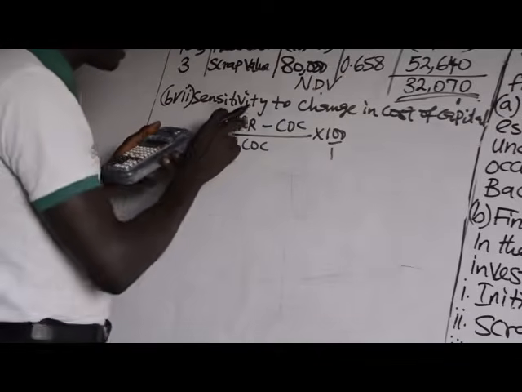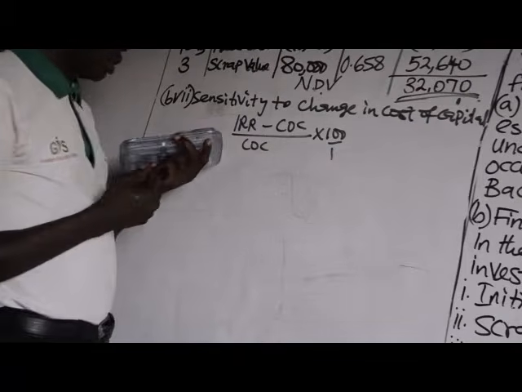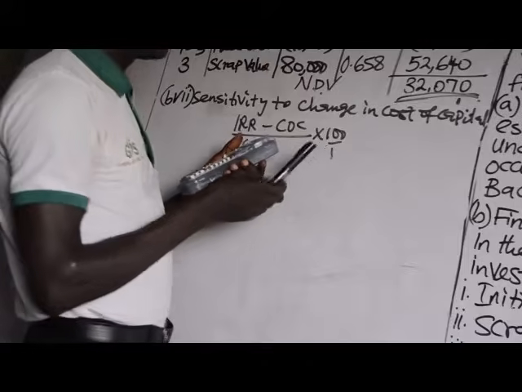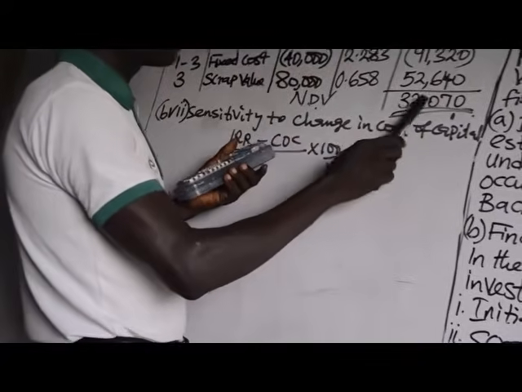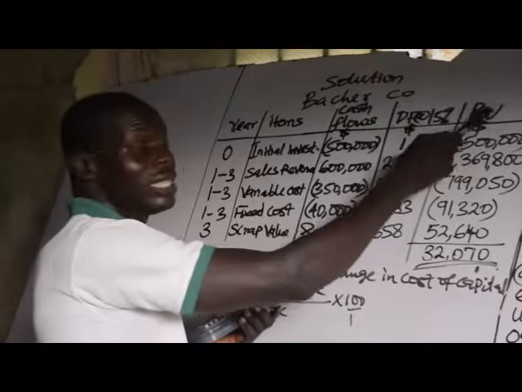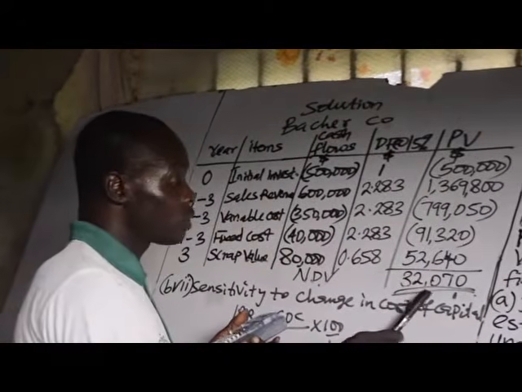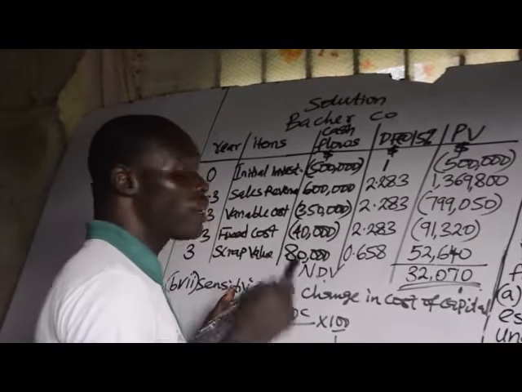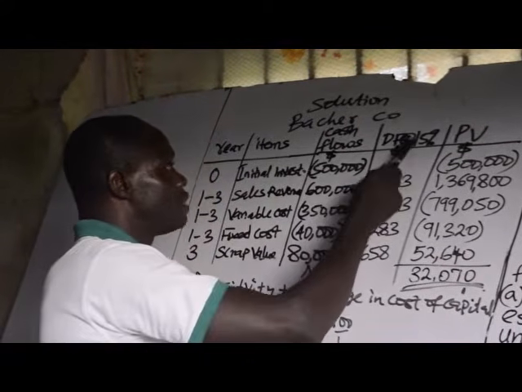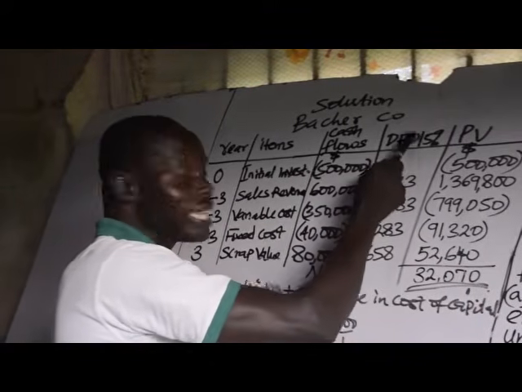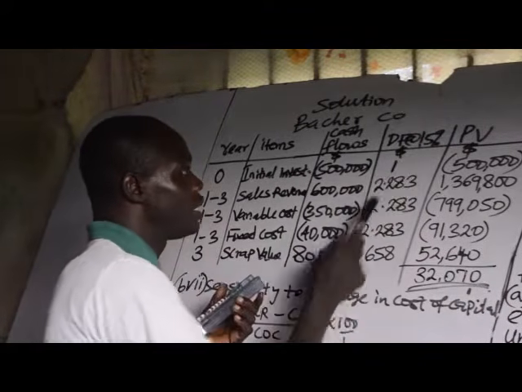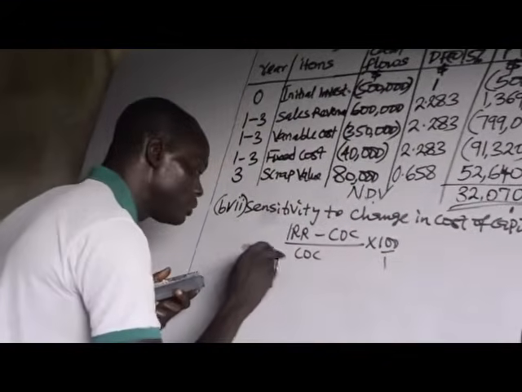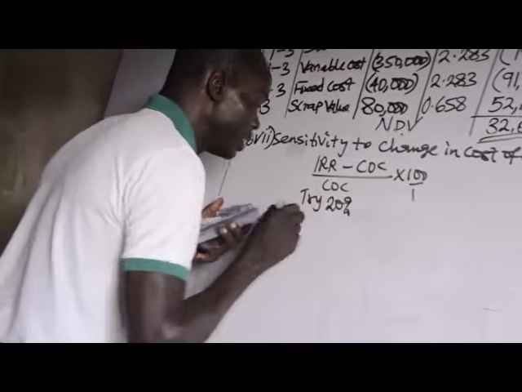Our IRR is internal rate of return. For IRR, 2 NPVs must be calculated. The first NPV is 32,070. That is the net present value, and that is positive. Then you will need to calculate another net present value which must be negative. The first NPV was calculated at 15% cost of capital. Now let's use a rate that is higher. Let's try 20%.